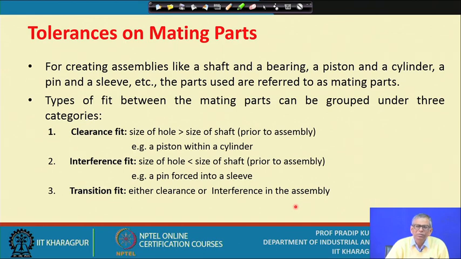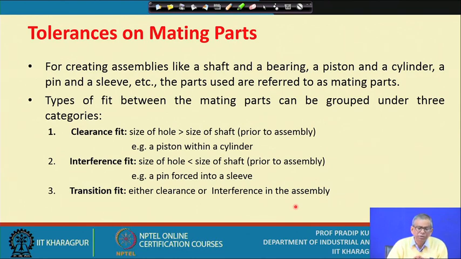So whenever you get such an assembly, you need the mating parts, and the parts are referred to as the mating parts for these kinds of assemblies. This is a special kind of assembly, and you frequently use and design these types of assemblies. Types of fit. What is important here is what kind of fit you may have between the mating parts when you get the assembly. There are three types of fits you may know: clearance fit, interference fit, and transition fit.